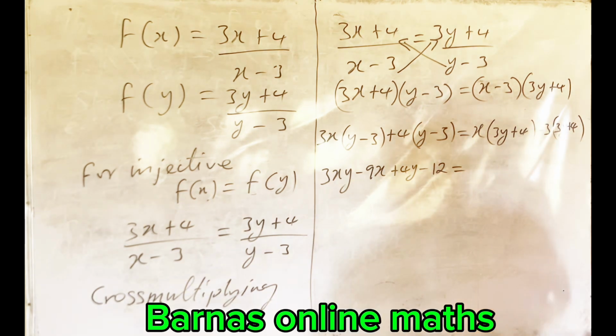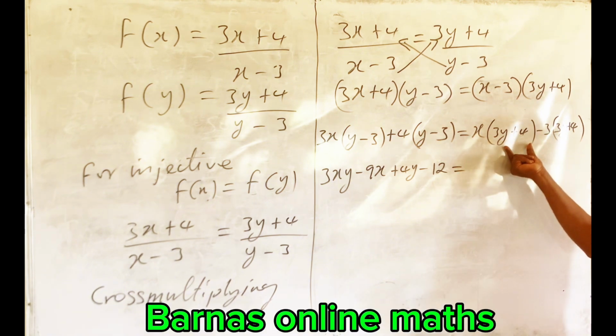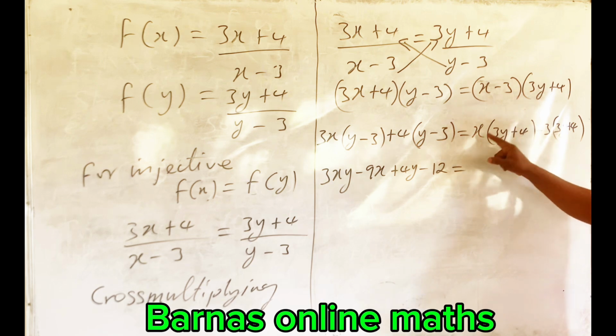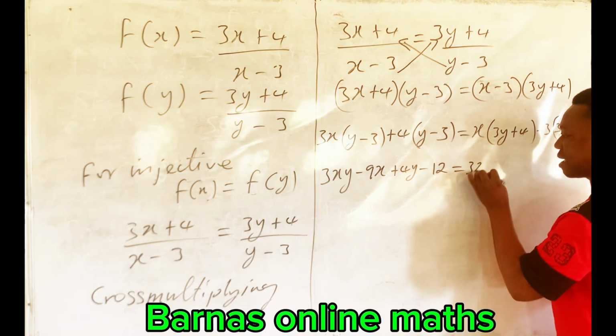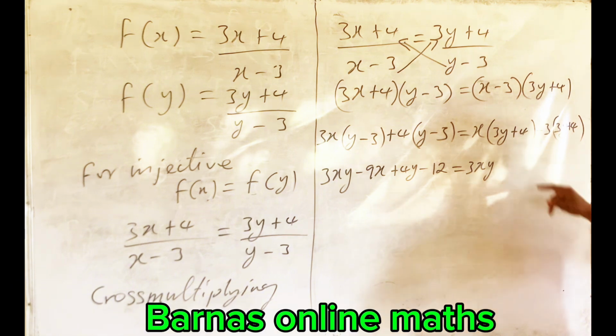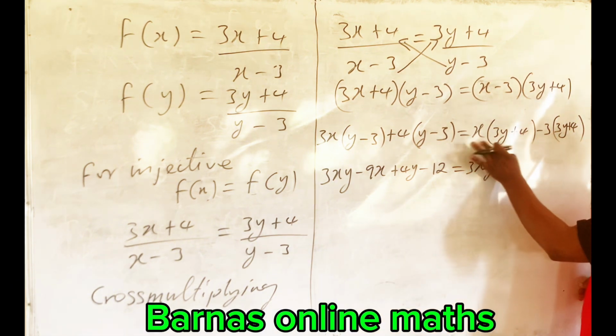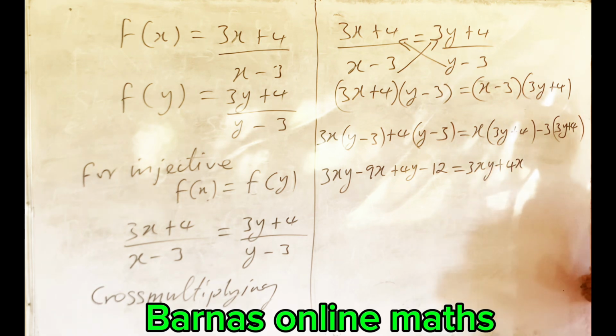Coming to the right hand side, we do the same thing. This x outside the bracket will multiply the 2 terms inside the bracket. If we do that, we are going to have x times 3y will give us 3xy. Then plus x times 4 will give us 4x.